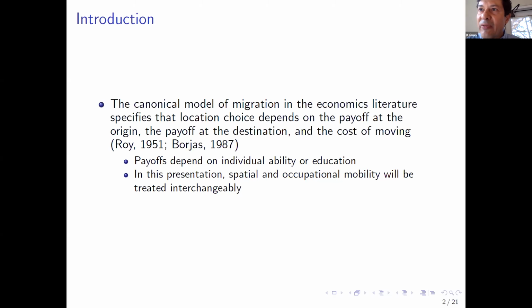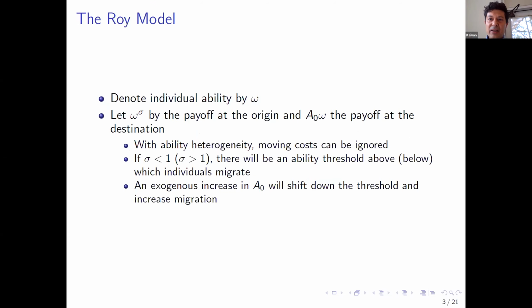Now, before I go any further, I just want to emphasize that when I think about migration, I don't just think about spatial mobility. I also think about occupational mobility. And in fact, these two are often very closely linked. You can use the Roy model to understand spatial movements, occupational movements, or a combination of the two. Okay, so just keep that in mind as we go forward. So let's understand the Roy model a little bit more.